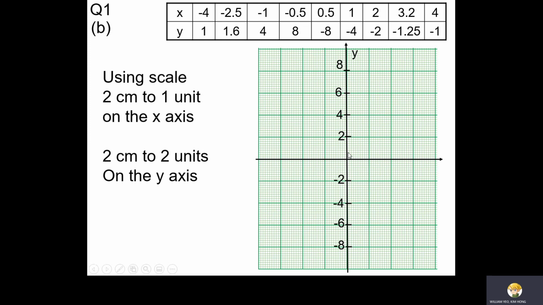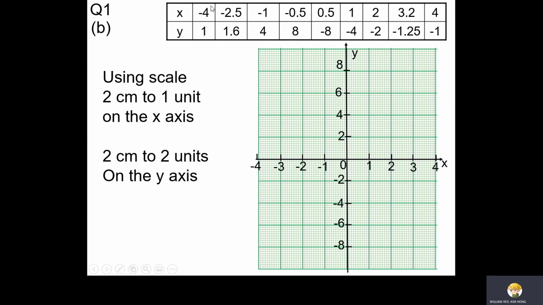Okay, so you have 0 here, right? 2, 4, 6, 8. Remember, one big box is 2 cm. The scale they give you is always 2 cm to something. It can be 2 cm to 10 ringgit or 2 cm to 10 kilogram, depending on the question. So for the y-axis, one box of 2 cm is 2 units. For the x-axis, one box of 2 cm is 1 unit.